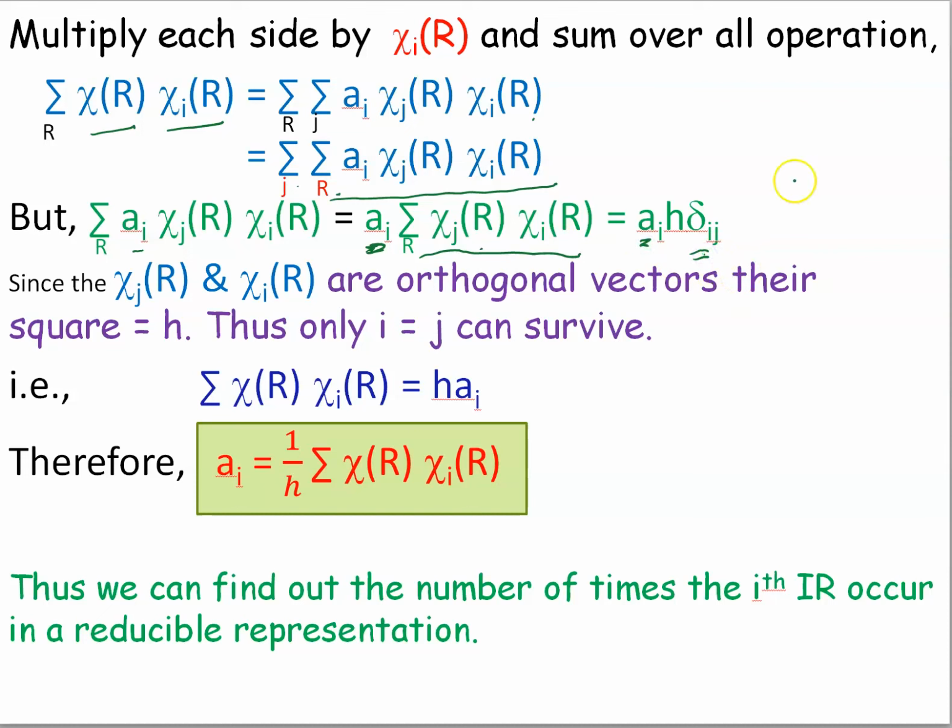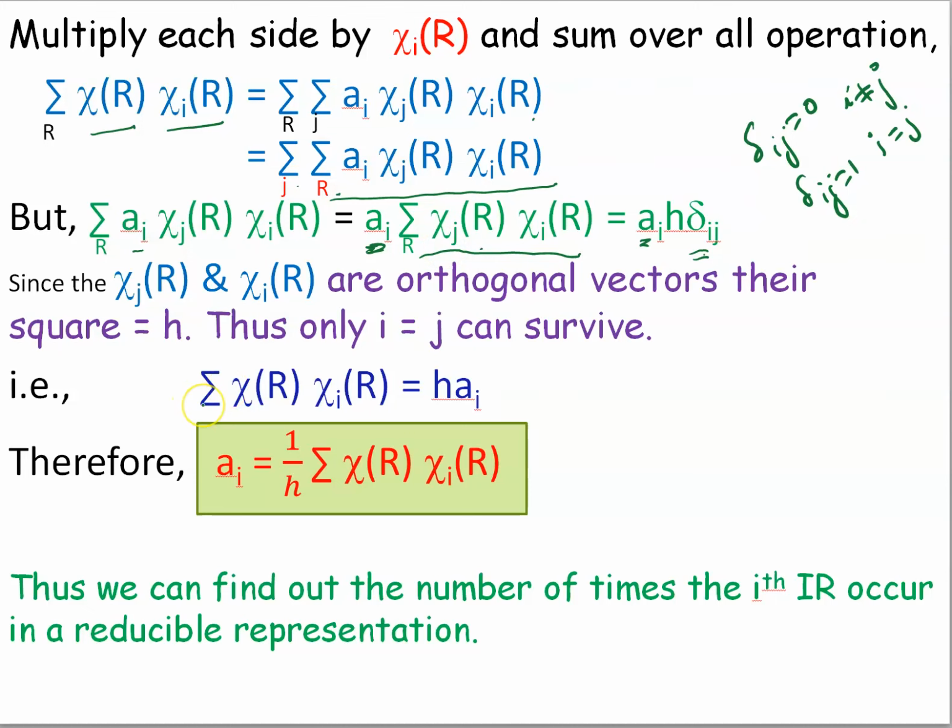And this is equal to, we studied that this delta ij is equal to 0 when i is not equal to j, and delta ij is equal to 1 when i is equal to j. So this equation will vanish, or will be 0, when i is not equal to j. According to the orthogonality theorem, only i equal to j can survive.